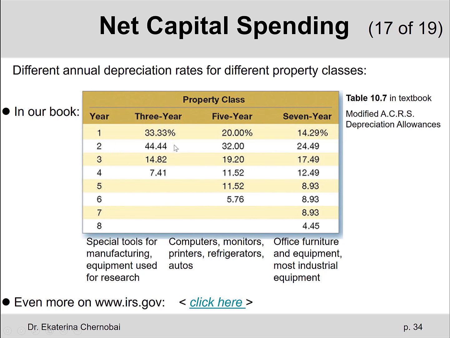The second year depreciation would be 44.44% of the same original book value. So if that was $10,000, then $4,444 is lost during the second year. So this is how you calculate the depreciation for each year, one by one. And it's not the same depreciation amount, which was the case with the straight line depreciation method.